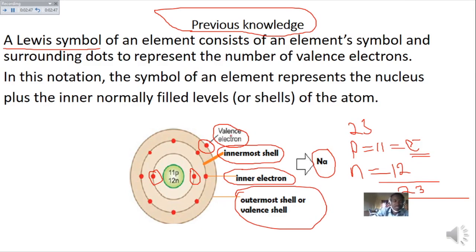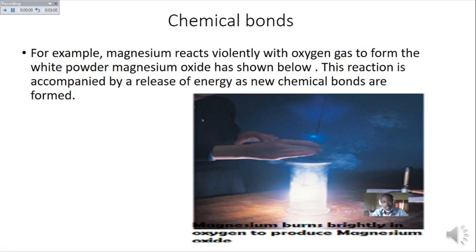Meanwhile, in the course of this class, you are going to need valence electrons. Note that we are going to need valence electrons.